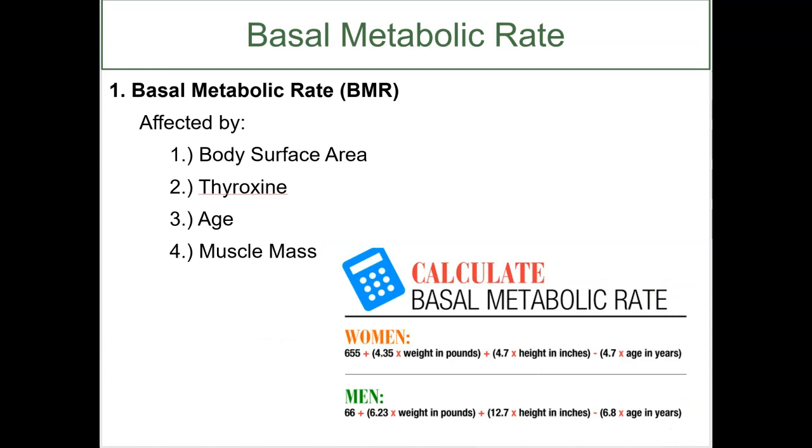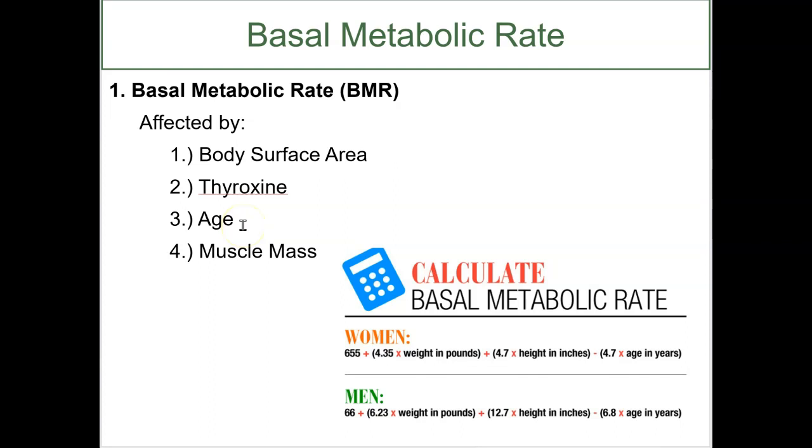Now, what we really want to know is, what could change that? So the biggest factor actually is your body's surface area. How big of a person are you? If you're a really tall person, you have a higher surface area than if you're smaller. So think about it as how much of your body is exposed to the elements, because this causes you to lose a lot of heat from your body. Thyroxine is T4, the hormone from your thyroid gland, and we know that also determines your metabolic rate.